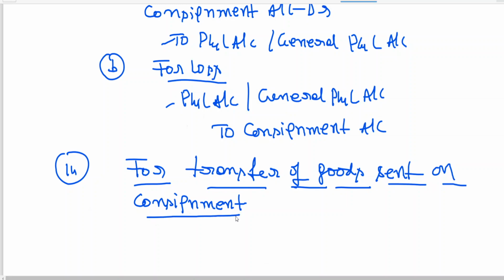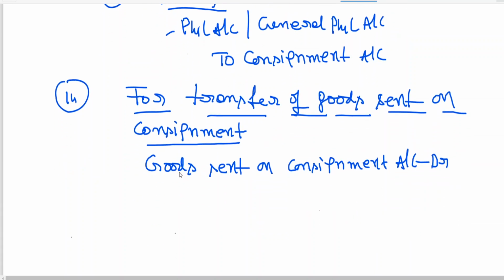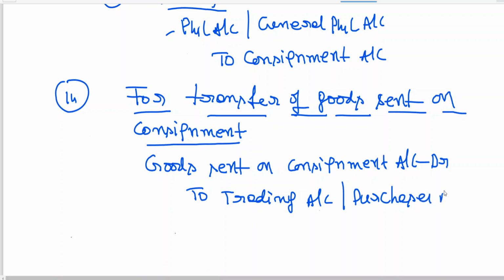For transfer of goods sent on consignment, the entry will be: goods sent on consignment account debit to trading account or purchases account. The reason I have told you, you will know when we work out the problem. For the time being, just remember the entry.